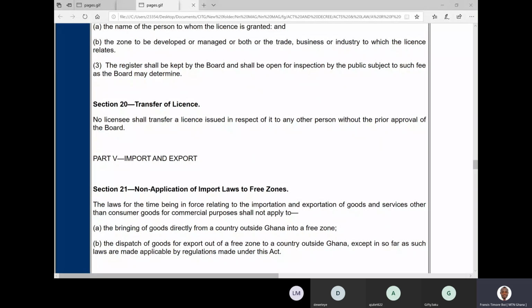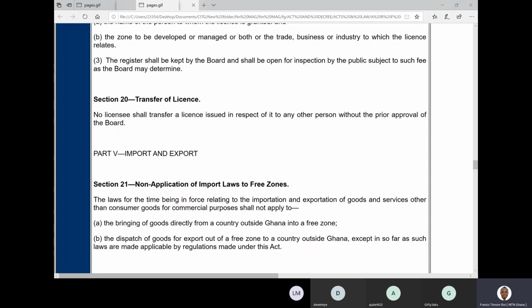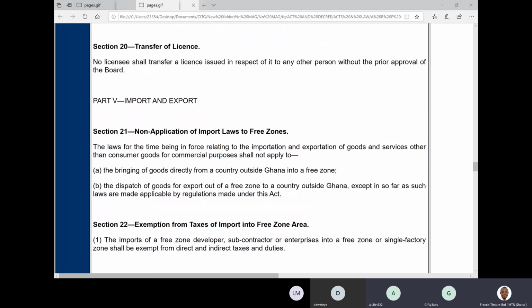So they are looking at a situation where you started a business, assuming Blue Sky started a business, then Blue Sky said they want to sell the business to another person. They can sell it, all right. But the question is, you need the approval of the board before you can transfer that license to the person. Is that okay? Yes.